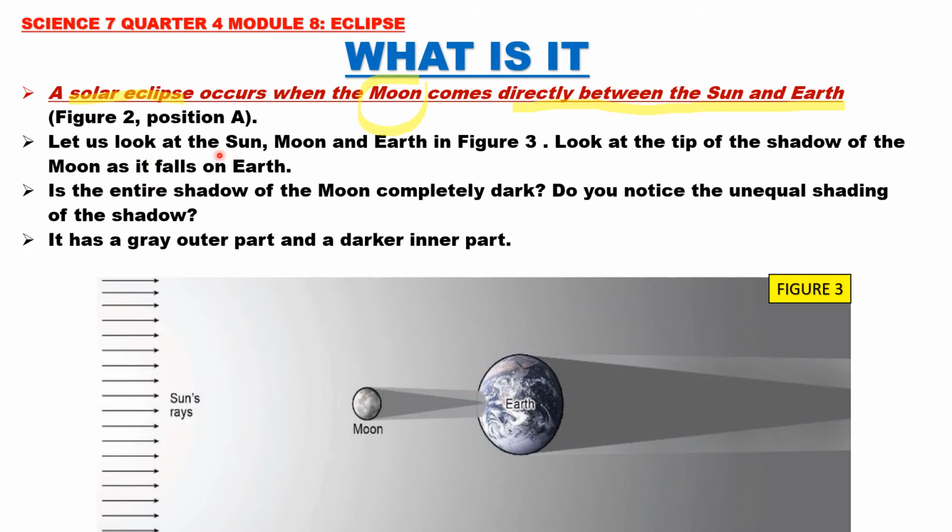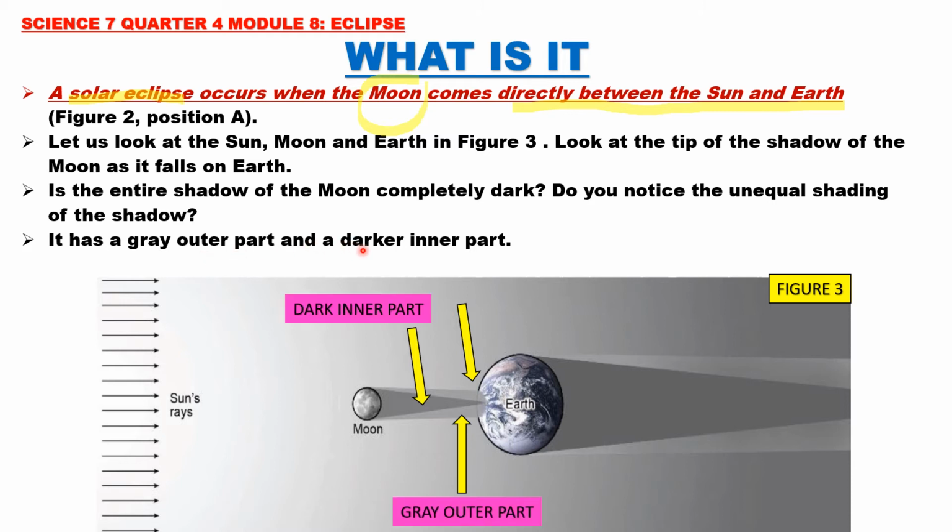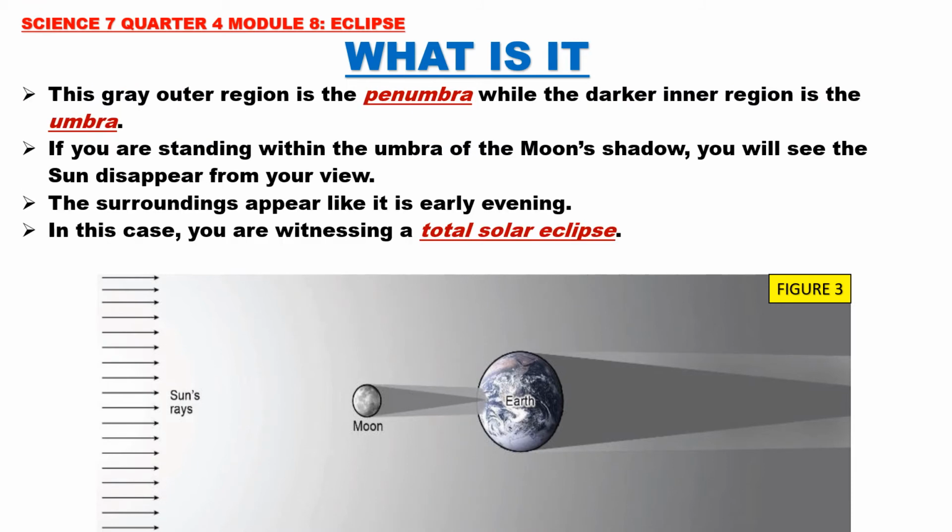Let us look at the sun, moon, and earth in figure 3. Look at the tip of the shadow of the moon as it falls on earth. Is the entire shadow of the moon completely dark? Do you notice the unequal shading of the shadow? It has a gray outer part and a darker inner part. This gray outer region is the penumbra, while the darker inner region is the umbra.